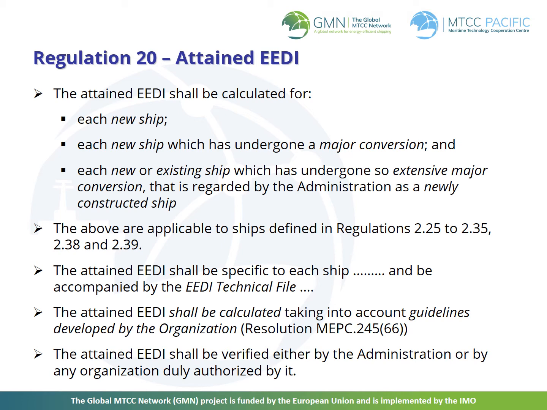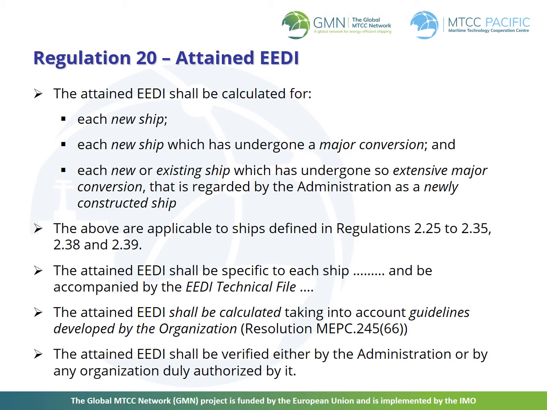Attained EEDI is the actual EEDI of a ship as calculated using the EEDI formula. According to this regulation, the attained EEDI must be calculated for the following: each new ship which undergoes a major conversion, or an existing ship that undergoes so many changes as, according to judgment by administration, can be considered as a new ship. The attained EEDI is applicable to a large number of ship types, but not all ships. For example, fishing vessels are not required to have an attained EEDI. The attained EEDI must be calculated taking into account relevant IMO guidelines.